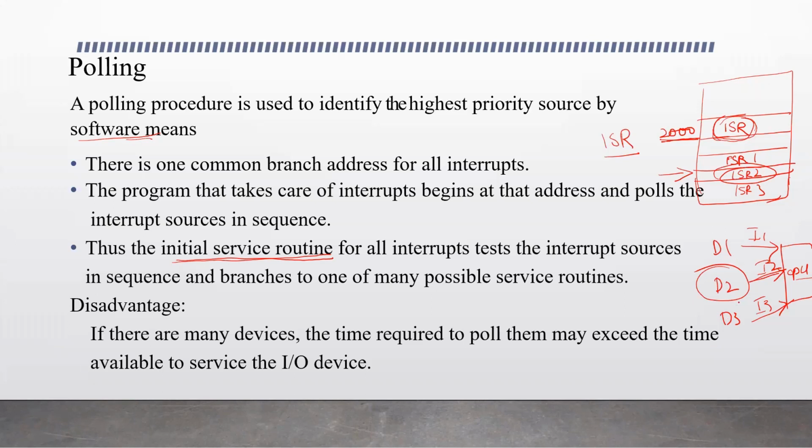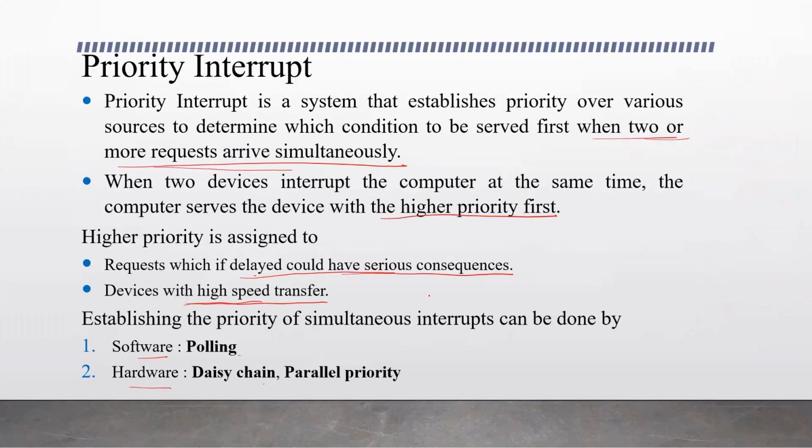Okay, all the devices are tested in sequence, and the device that needs to be served first is identified. This way of identifying the device, among many devices, that initiates the interrupt is called polling. But the disadvantage here is that when there are many devices, more time is taken to test these devices. We'll learn about the other methods, daisy chain and parallel priority, in the next class.